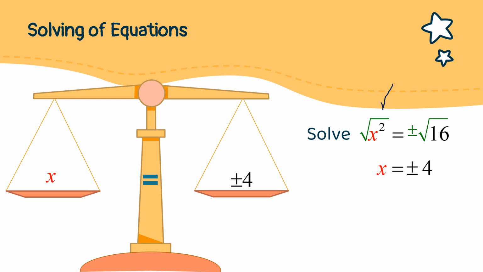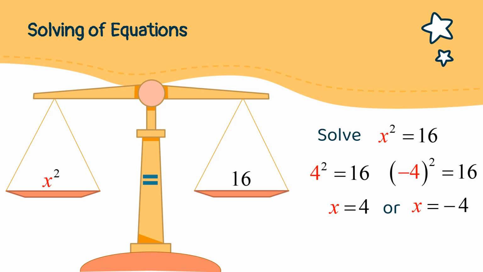The square root will remove the square, and on the right-hand side, plus minus square root 16 equals plus minus 4. What this means is that x can take the value of 4, or x can take the value of negative 4. The reason is 4 squared will give us 16, and negative 4 squared will give us a value of 16 as well. So x can take either the value of 4 or negative 4. Whenever we square root, we have to remember to put a plus minus sign in front of the square root in order to solve it.